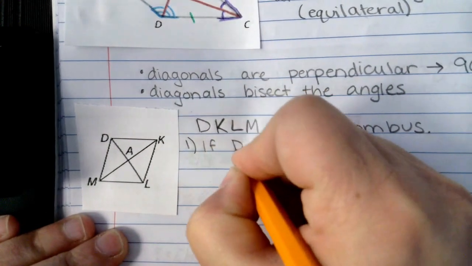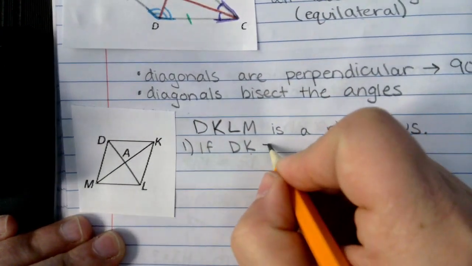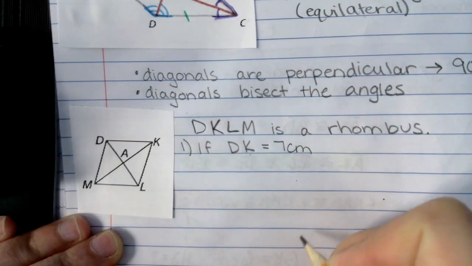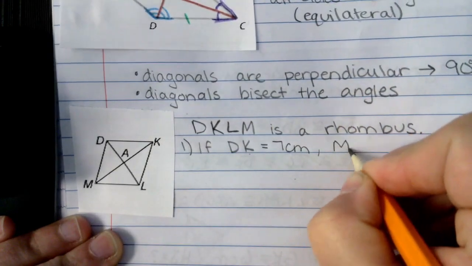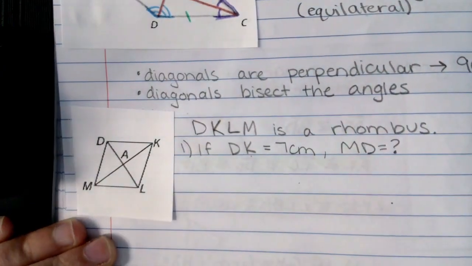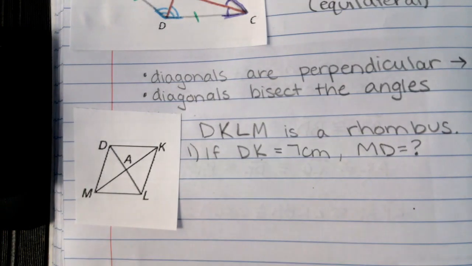If DK is 7 centimeters, how much will MD be? What now? Where now? Good. First thing to do, Christian, is what? Let's find it. So, we want to find DK.